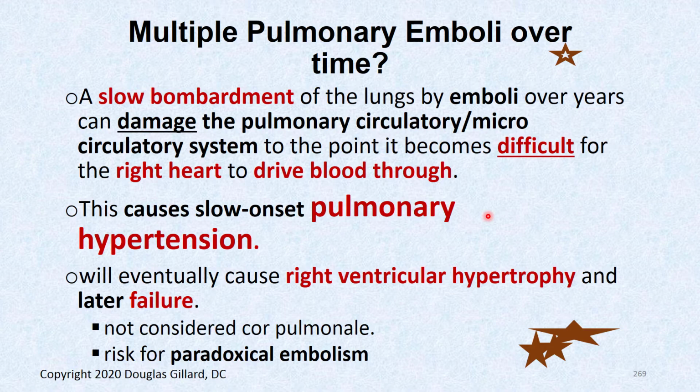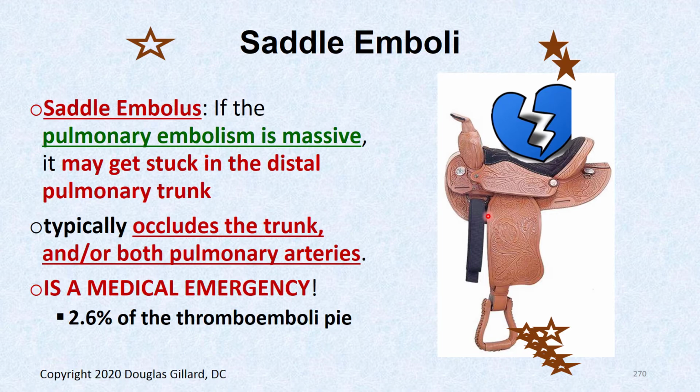Does it go down and take out the celiac trunk? Maybe it goes all the way down to the dorsalis pedis artery, and it takes out part of your foot. So those are very dangerous. We'll talk about them when the time comes. Let's go back to saddle emboli here.